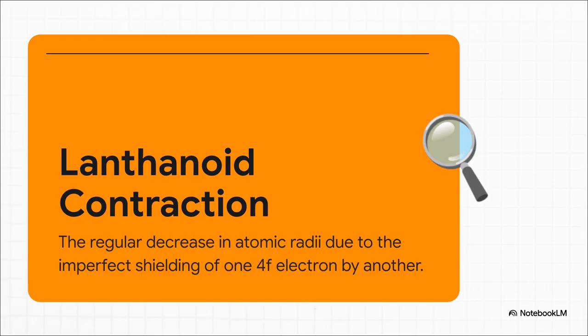As you move from left to right across that row, you're adding protons, so the nucleus gets a stronger positive charge pulling all the electrons in closer. Now normally, the inner electrons create a shield that protects the outer electrons from some of that pull, but the F electrons, they are awful at shielding, just terrible. So they don't block that pull very well, and the whole atom gets squeezed down, getting smaller and smaller as you go along, even though it's getting heavier.